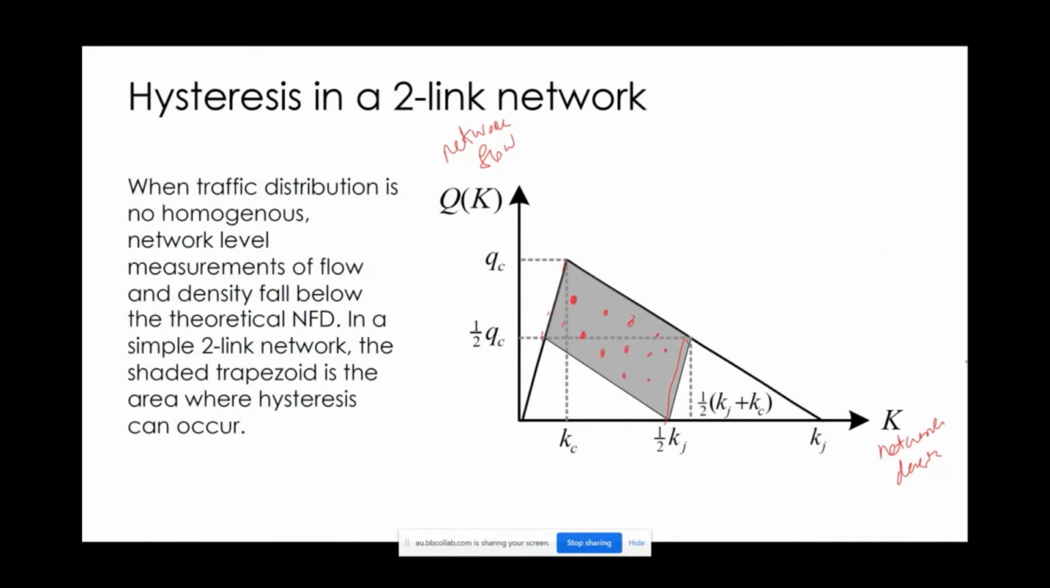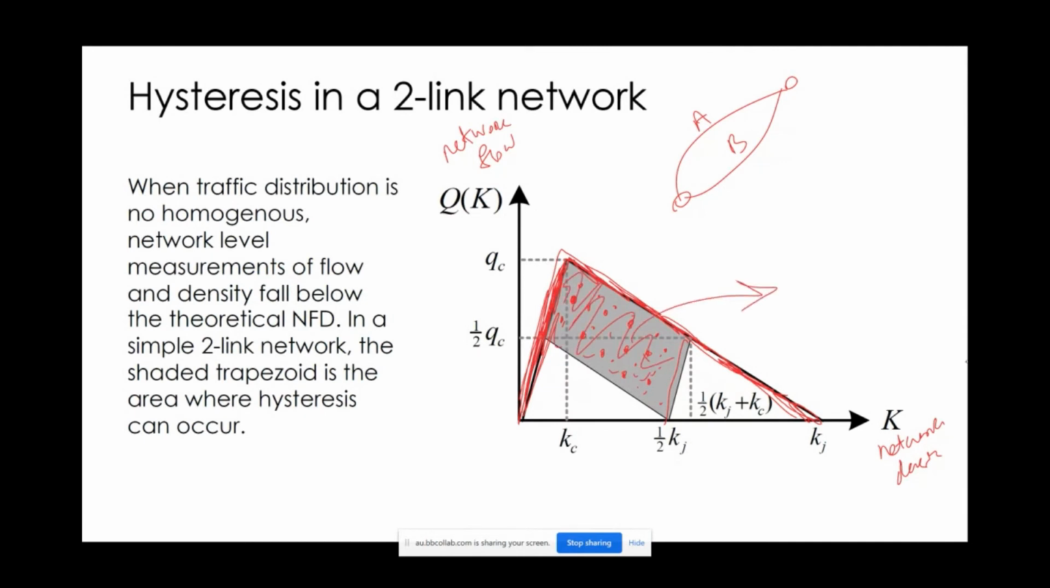So I can have a scatter here. If that homogeneity condition is not met, I could possibly have many average flows and average densities lying in this trapezoid. So when traffic distribution is not homogeneous, network level measurements of flow and density can fall below this theoretical triangular MFD, in this two-link network example, link A and link B. If we had a perfectly homogeneous traffic distribution in the network, where link A and B were at the same time congested or at the same time uncongested, the MFD would be exactly this triangle that I highlighted. But if this homogeneity condition is not met, my measurements of network flow and network density could be anywhere in this shaded area.